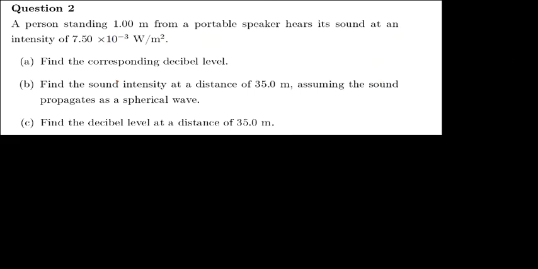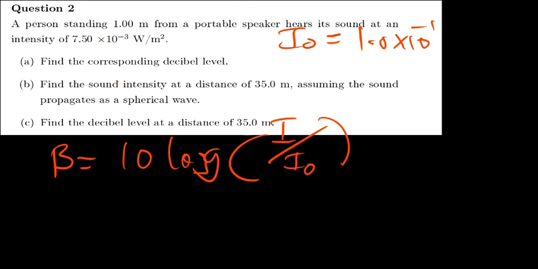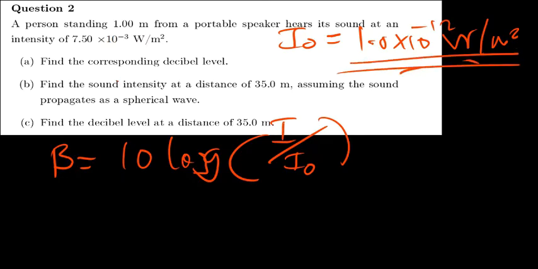So the first question is saying find the corresponding decibels. Now, like I said, the formula which you need to know for decibel is 10 log open brackets the intensity divided by intensity initial. So intensity initial is always 1.0 times 10 to the power negative 12 watts per square meter. So this is the threshold of hearing. Now I can plug in the values.